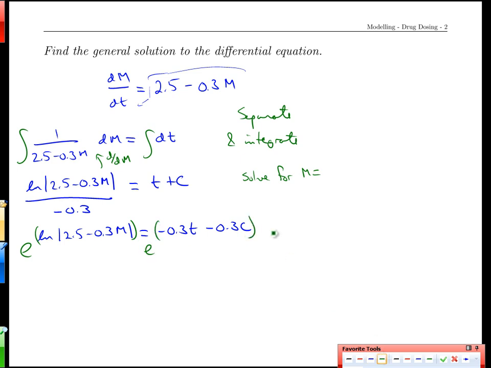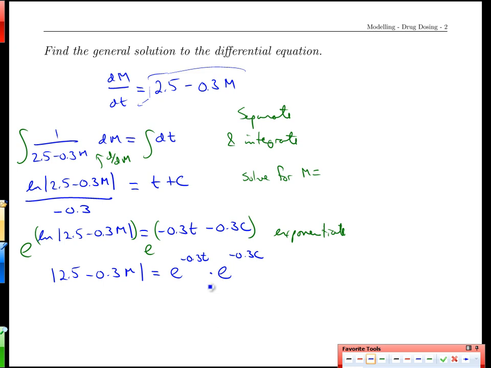And when we do that, we will get rid of the ln on the left. e to the ln undoes itself. So all we have is 2.5 minus 0.3 m equals e to the negative 0.3 t. And because we're adding in the exponent, we can multiply down in the bases. That's going to make it easier to make a nice new constant, e to the negative 0.3 c.